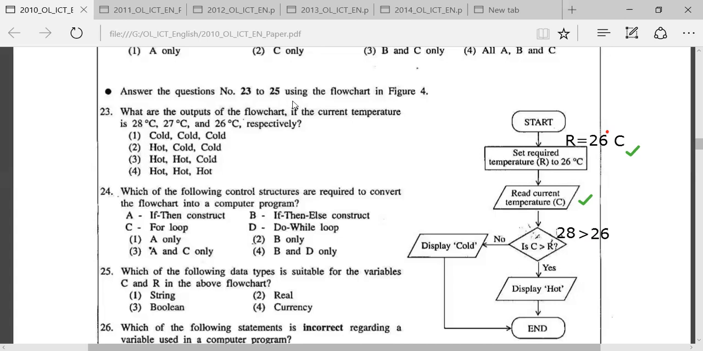So depending on that result, you can remove first answer. Why? The results will be yes. Second input 27 degrees Celsius. So here I will erase this one and provide 27. 27 greater than 26, that is also yes. So display hot. Based on that result, we can say second option also wrong. Right?